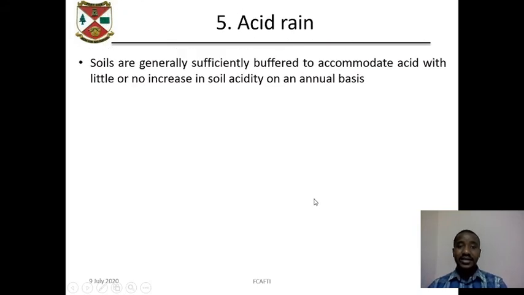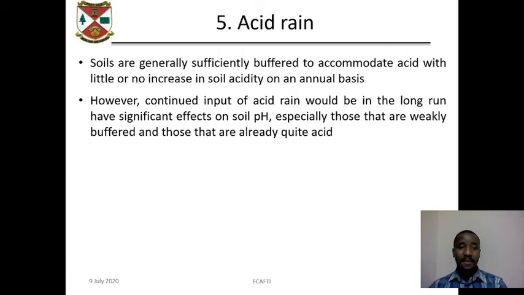Soils are generally sufficiently buffered to accommodate acid with little or no increase in soil acidity on an annual basis. However, continued input of acid rain would, in the long run, have significant effects on soil pH, especially those that are weakly buffered and those that are already quite acid.